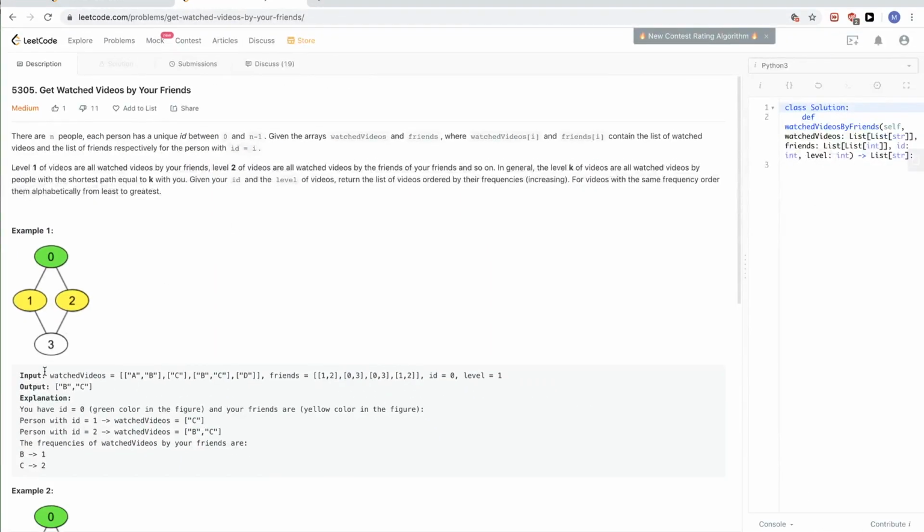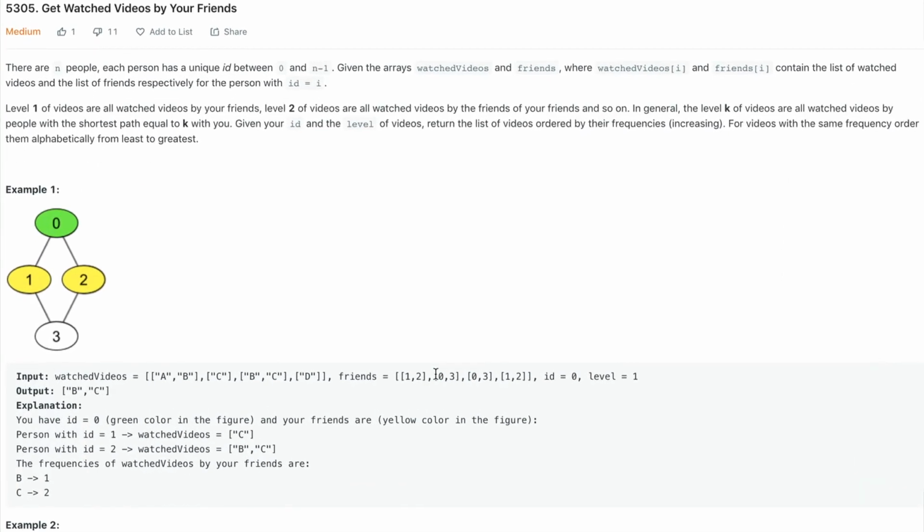So if we look at an example here, we have person at index 0 has friends 1 and 2, so you can see here 0 is connected to 1 and 2. Person at index 1 has friends 0 and 3, like you see here. Person at index 2 has 0 and 3, and index 3 has 1 and 2. So the graph looks like this.